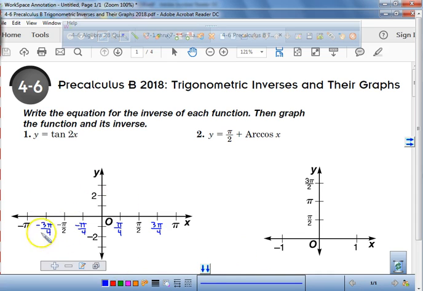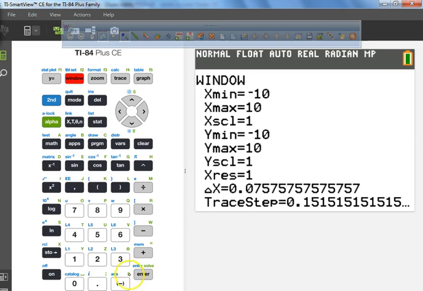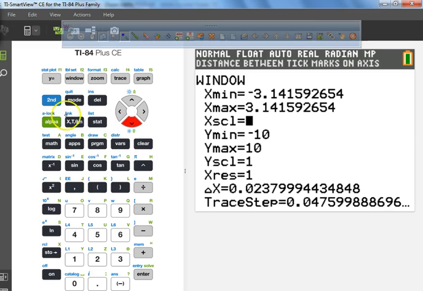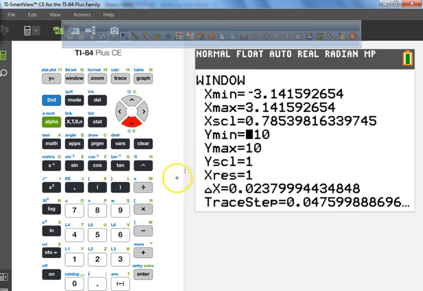So go ahead and put these numbers right here in your graphing calculator. Go ahead and do that with me now. We're going to go from negative pi to positive pi. Our x scale is going to be pi divided by 4. I believe we're going from a negative 3 to a positive 3, but the y scale is 1. Okay, the y scale is 1.